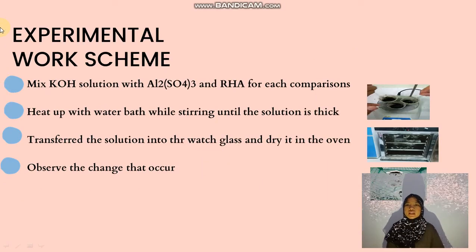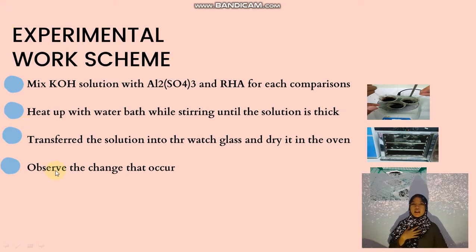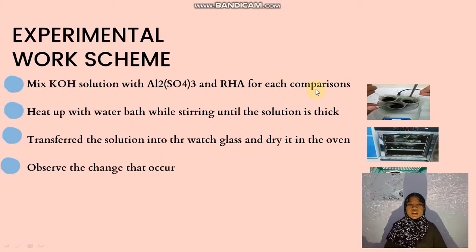Next, mix the KOH solution with the Al2(SO4)3 and RHA from each comparison. Heat it up in a water bath while stirring until the solution is thick. Next, transfer the solution into a watch glass and dry it in the oven. And then observe the changes that occur.